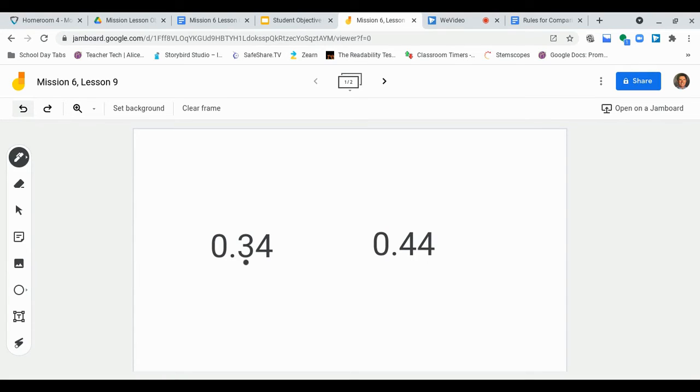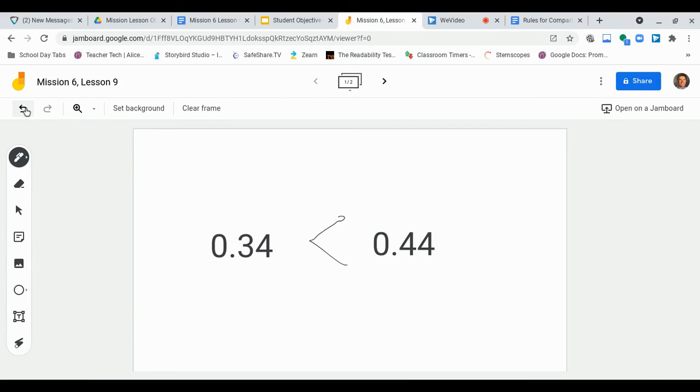What's the number I have in the tenths place here? I have a 3. And what's the number I have in the tenths place here? I have a 4. After each stop, I ask myself, is one of those numbers greater than the other? Well, 4 tenths is greater than 3 tenths in the tenths place. That tells me that I can stop, and I know that this number is going to be the greater number because this has 4 tenths and this only has 3 tenths.